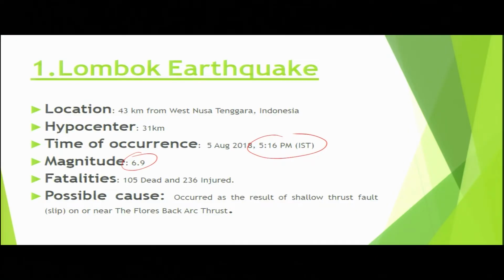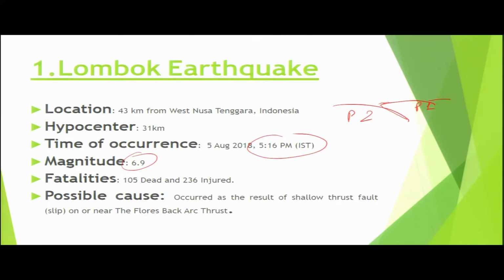Possible causes: it occurred as the result of shallow thrust, as sir has already told you about the thrust fault, where one plate is overriding the other plate. This is P1, plate 1, and this is P2. So, this plate is overriding the other plate. As you can see, during subduction some stress is acting, and when it crosses the limit, the force is generated and the earthquake happens.